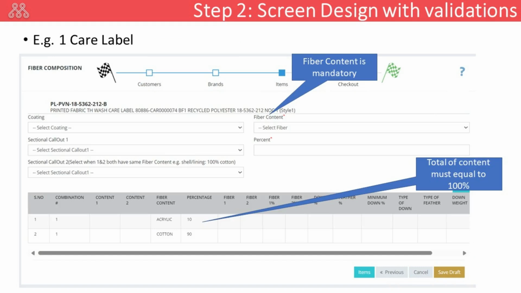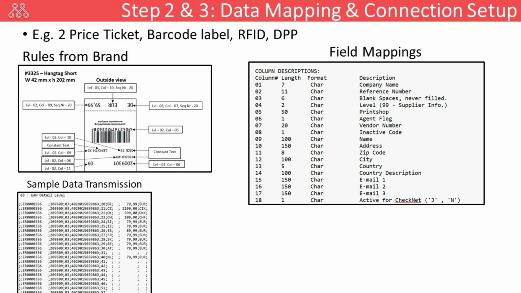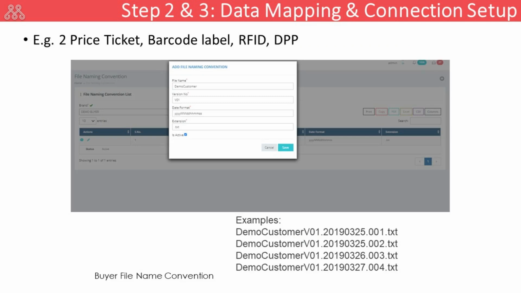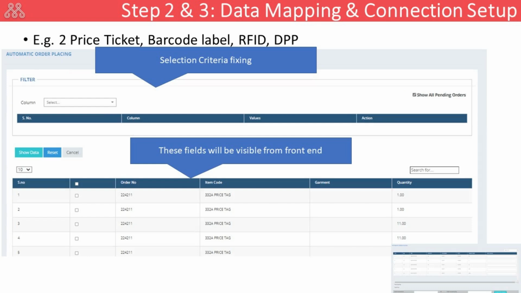In the case of another example like a price ticket, sticker, RFID, or DPP, we select the item, study the brand rules, do data mapping, and examine sample data transmitted to us. Then we create dynamic table structures to maintain the data on our end so that all rules can be applied flawlessly. In addition, we create a file naming convention through which data is transmitted to us. We also maintain GTI numbers and define the rules for their creation, along with the order form for how customers are going to place the order.